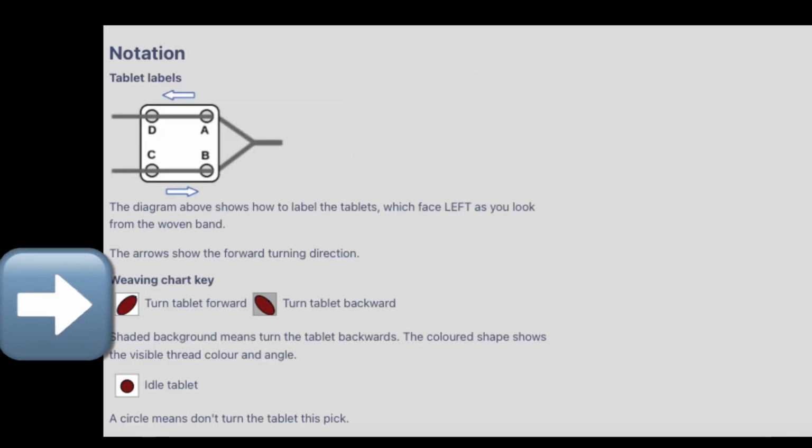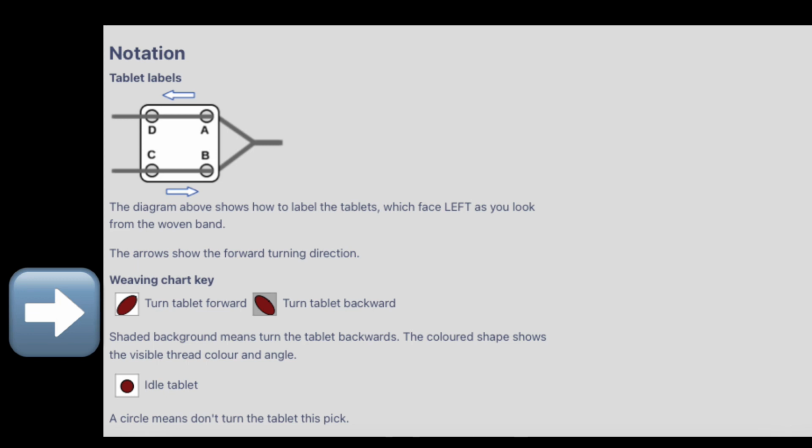Now we're going to look at the weaving chart key. A forward turn has a white background with the angle the same direction as the tablet. A backward turn has a gray background and the angle of your oval changes to the opposite direction.